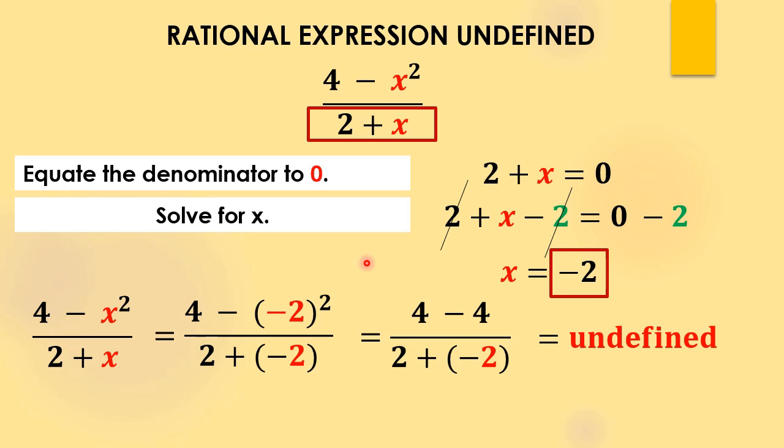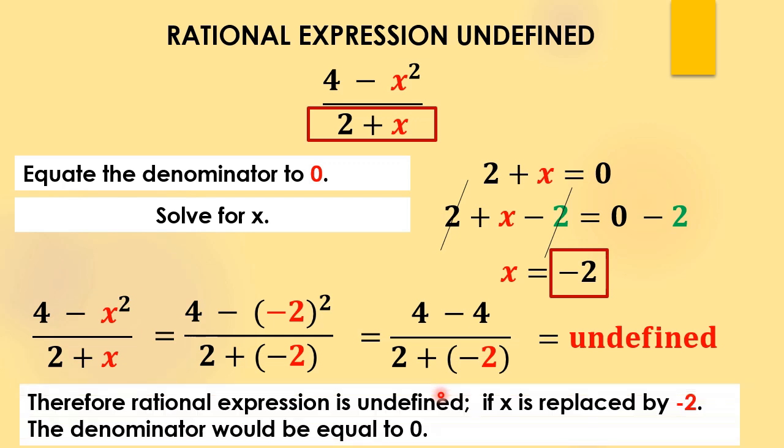So it will become undefined because our denominator here equals 0. 2 plus negative 2, that is 0. The sum of two same numbers with opposite signs is 0. So that makes our rational expression undefined. Next. So therefore, the rational expression is undefined if x is replaced by -2. The denominator would be equal to 0.